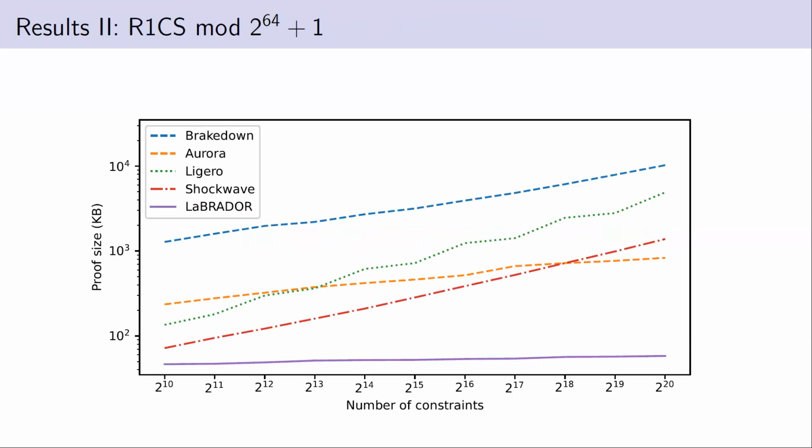And to compare to STARKs, there we use R1CS modulo some sufficiently large integer so that you can do interesting multiplication natively. And for this language, Bulletproof is basically this line here at the very bottom. And you see that one quickly reaches statement sizes where we have an order of magnitude smaller proof size than many STARKs.